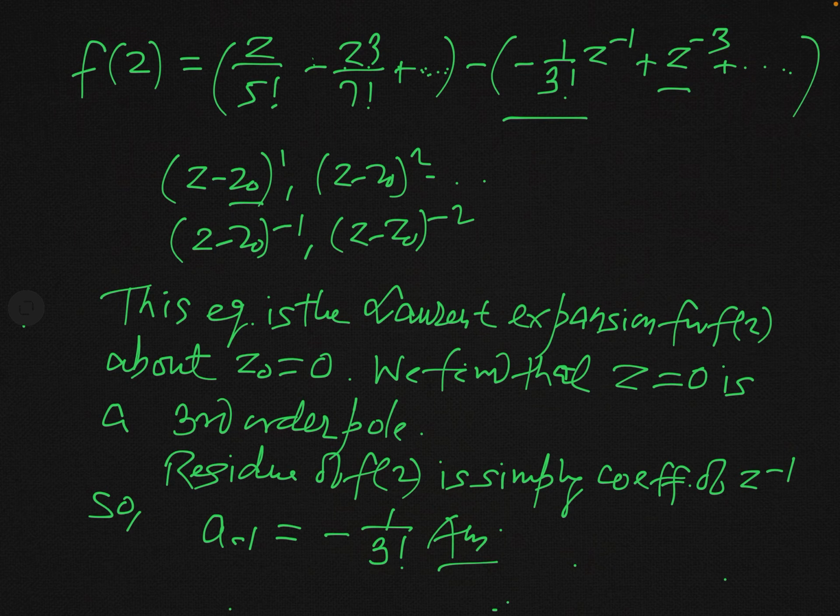But this Laurent series is about what point? You can see, instead of z minus z naught, there is simply z. It means z naught is equal to 0. And what is this z naught? Z naught is actually the isolated singular point of this function f of z. So you can say that this is a Laurent expansion for f of z about the point z naught equal to 0.